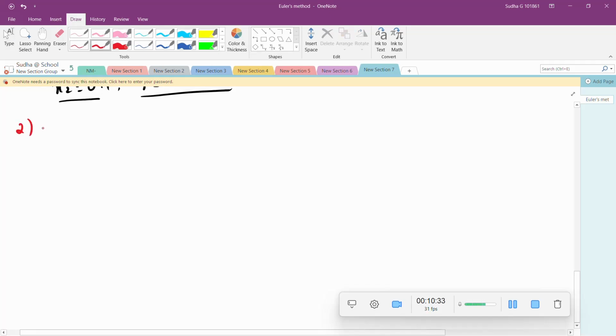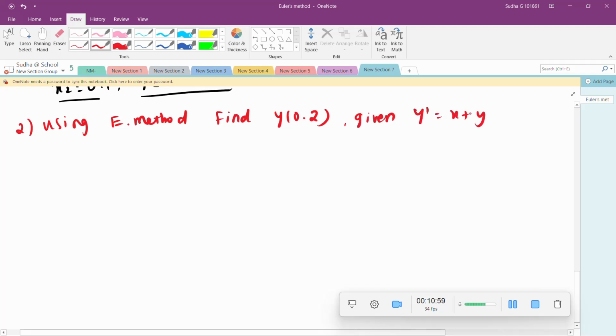Let us see one more problem in Euler's method. Using Euler's method, find y of 0.2. Find y of 0.2 given y dash equal to x plus y, y of 0 equal to 1 with h 0.2.